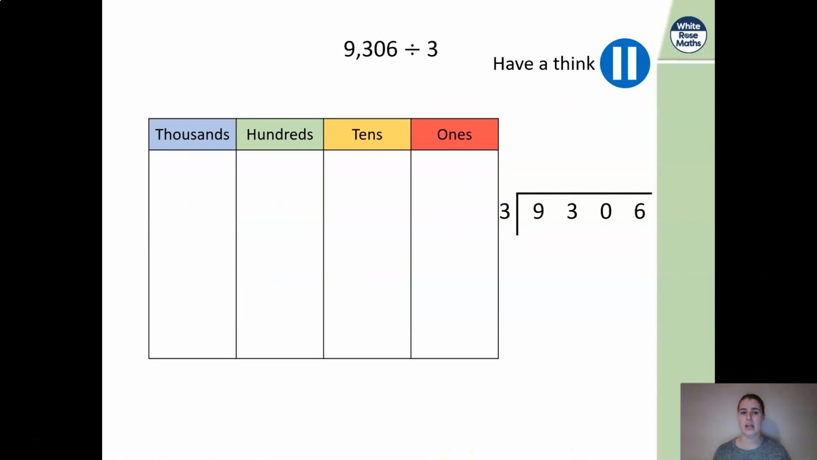So based on that, I'd like to pause the video and have a go. If it's easier to do the bus stop, then please just do the bus stop method. But pause the video and see if you can work out the answer to this sum.